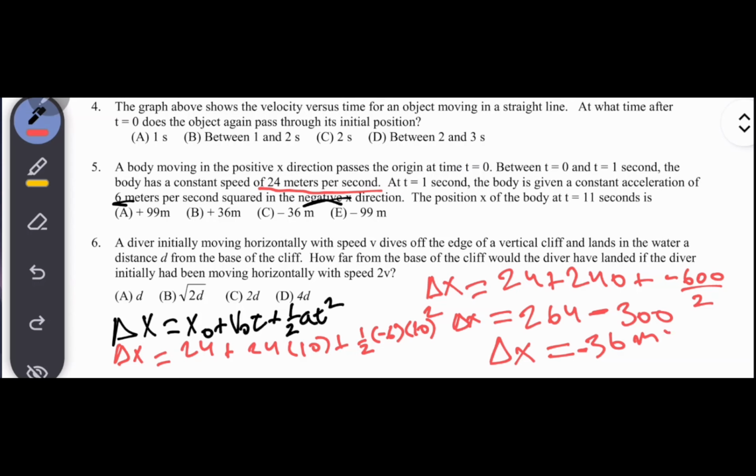Now, we can go ahead and check this answer with the answer choices available. A says positive 99 meters. That is incorrect. B says positive 36 meters. That is incorrect. C says negative 36 meters. That is correct. And then E says that it is negative 9 meters. And that is also incorrect, leading us to a correct answer of choice C.